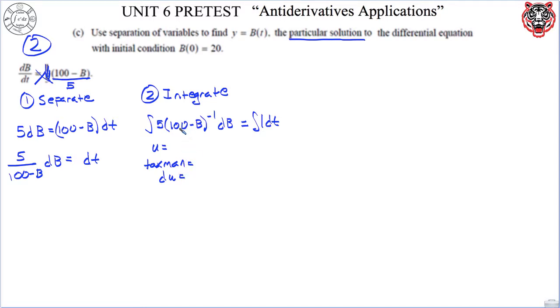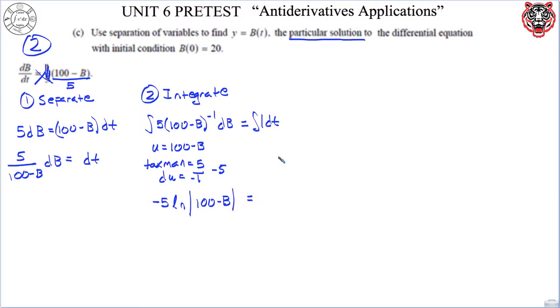So our u is 100 minus B. Our taxman is knocking at the front door. He's 5. So the derivative of u is a -1, the reason that we had to use taxman. So our fraction that we're going to pay taxman with is -5. So when I pay the taxman, I now have -5. And then I'm going to go ahead and take the antiderivative. So I'm going to add 1. That's going to be 0. I can't divide by 0, which means it's the natural logarithm of absolute value. Always remember the absolute value. 100 minus capital B.